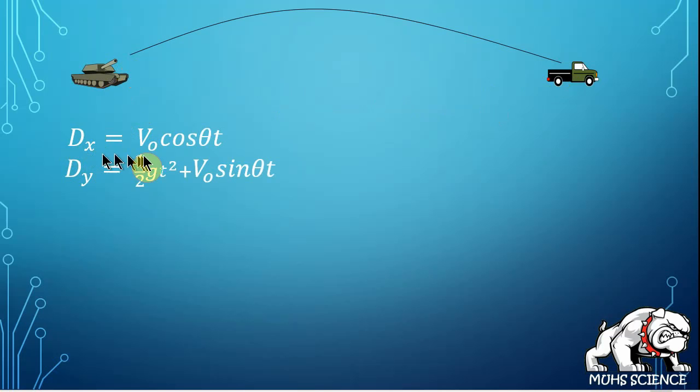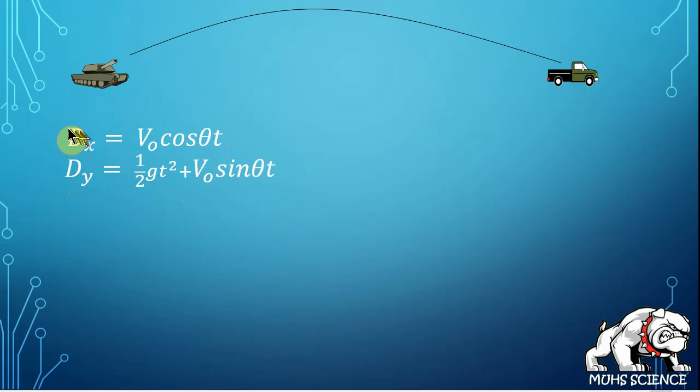So the displacement in the x would be equal to vx times t, while vx would be the launching speed out of the tank times the cosine of theta. In the y direction, we would be using 1/2 g t squared plus vy t, but vy would be the launching speed out of the tank times the sine of theta.